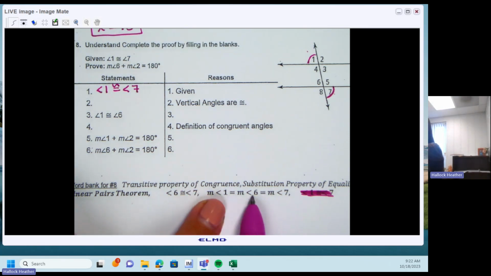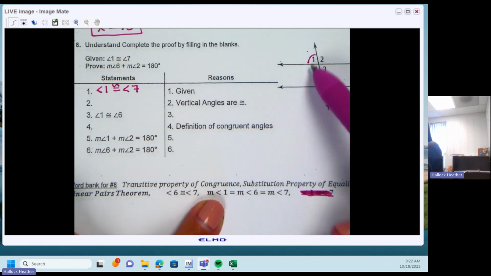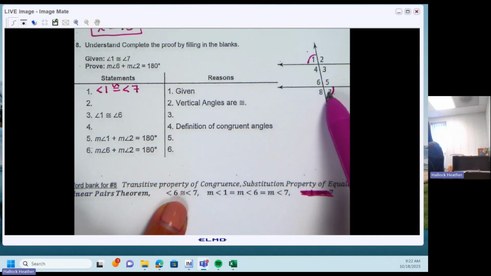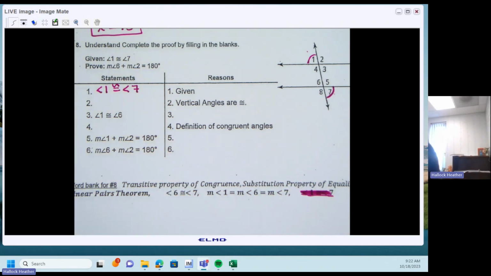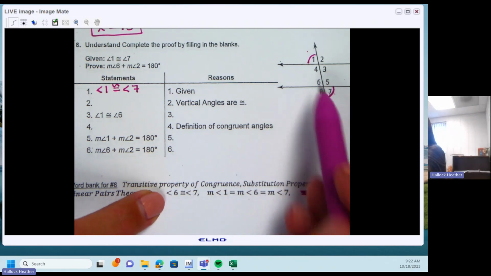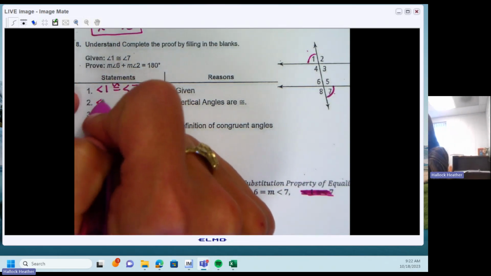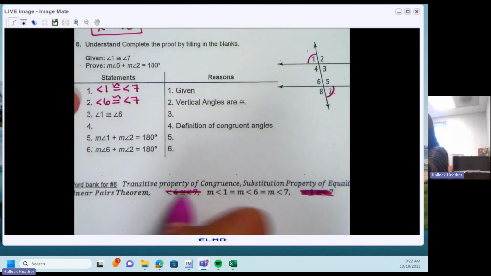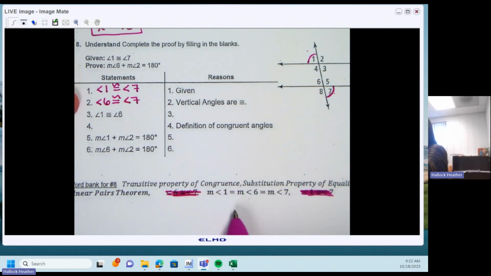So if I look at 1, 6, and 7, they are not in the same intersection. They're 3 separate angles. They're saying that they're all congruent. And then the other option is 6 and 7 are congruent. So which one would represent a pair of linear or vertical angles? 6 and 7. 6 and 7 are a pair of vertical angles. They're across from the intersection together. So I'm going to put angle 6 is congruent to angle 7 because 6 and 7 are the only vertical angle options that I have.